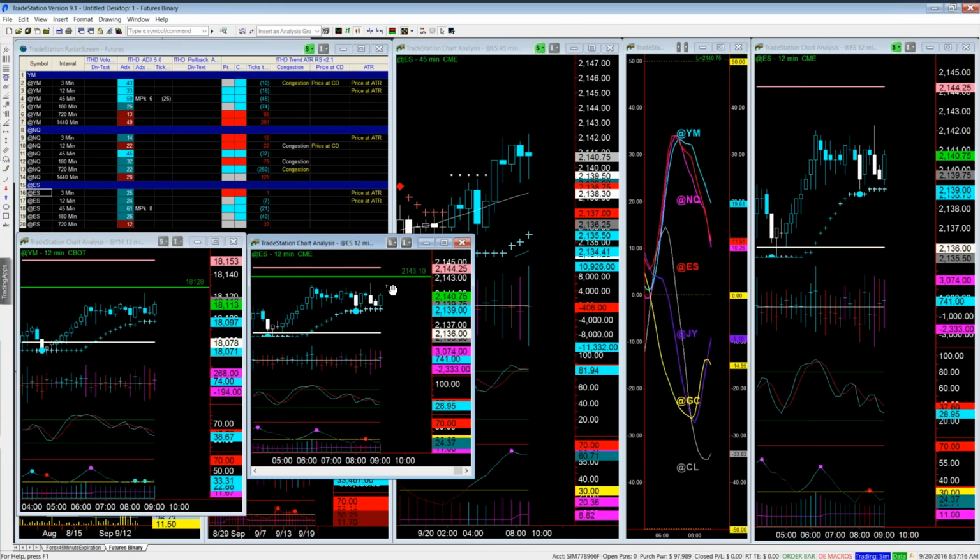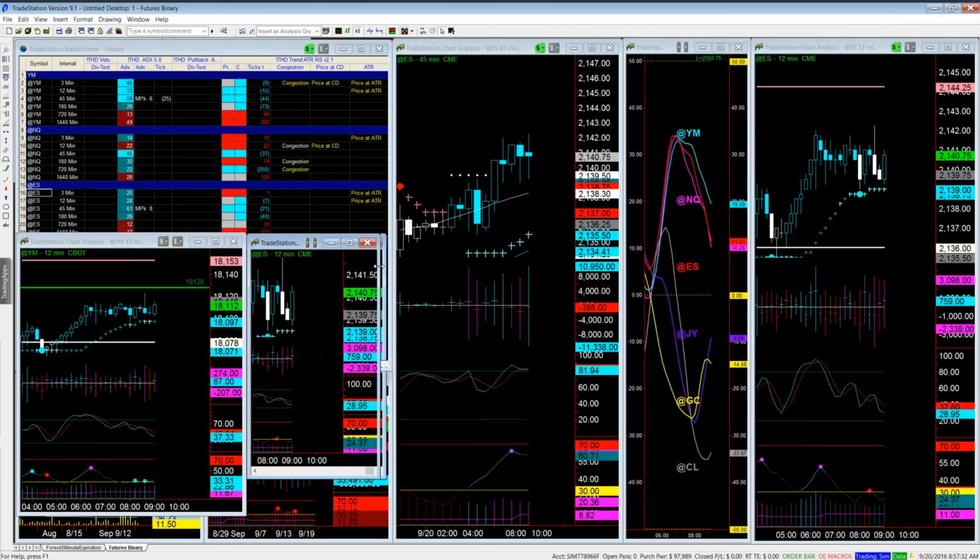If it gets to this line, if it goes just a little bit above this line, you have at least made what your investment was, which is 100% investment. Return on investment of 100%.